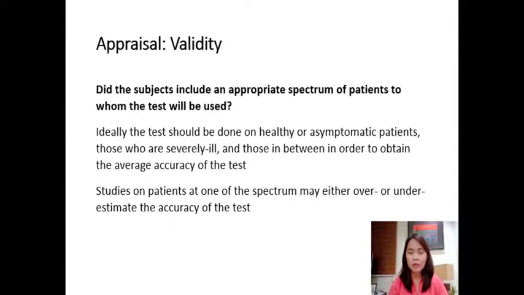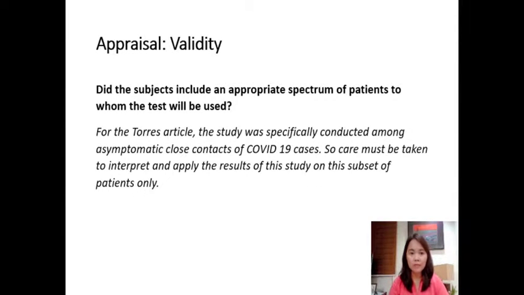But for this particular study and for our patient, the article specifically conducted the study among asymptomatic close contacts of COVID-19 cases. So when using the results of this study, we have to bear that in mind. We must take care to interpret and apply the results of this study on this particular subset of patients only. But remember also that this is the subset of patients to which our own patient belongs, so this may be applicable to him as well.